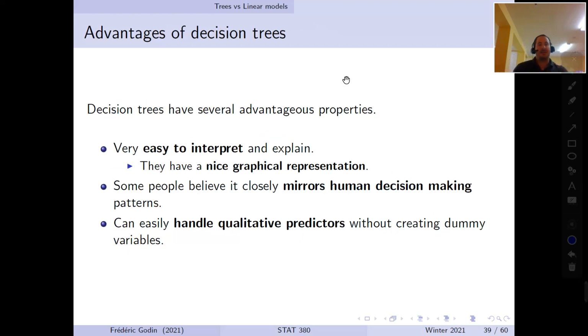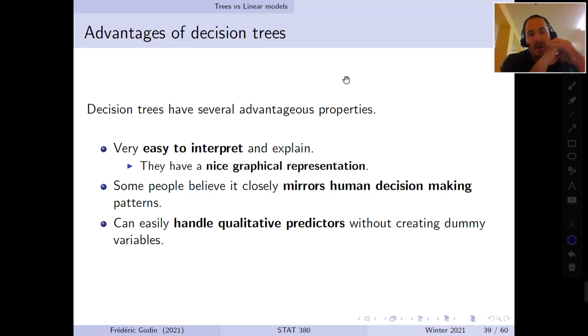So what are advantages of decision trees? Well, as we've seen, decision trees are quite easy to interpret and explain. If you have a decision tree like the hitters example we had at the beginning of the previous lecture, it's very easy, if you're in a meeting, to explain how you come up with your prediction. You check the number of years, and if it's bigger than that, you check the number of hits, and then this is your prediction. Very easy to interpret, and they have a very nice graphical representation.